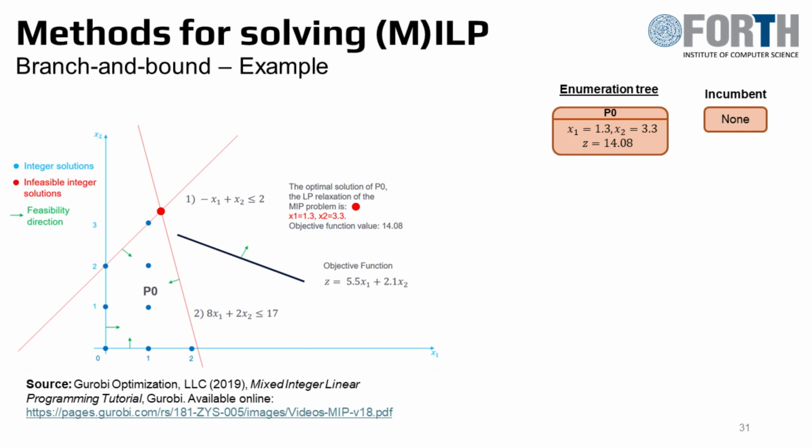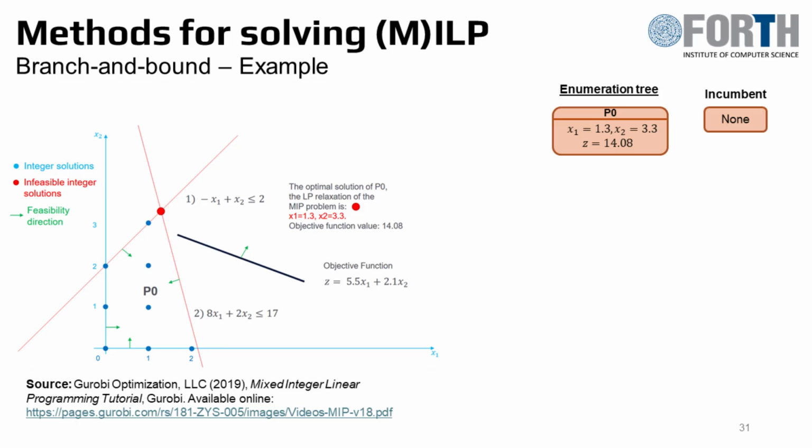This solution lies at the intersection of the two binding constraints. It is feasible for the relaxed linear program. However, it is not integer. Both x1 and x2 have fractional values. Since the solution violates integrality, it is not feasible for the original mixed integer problem.